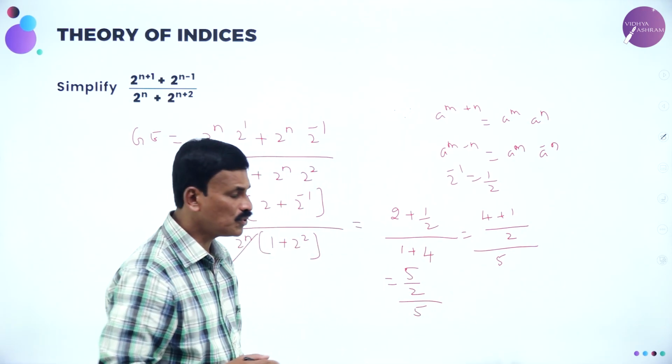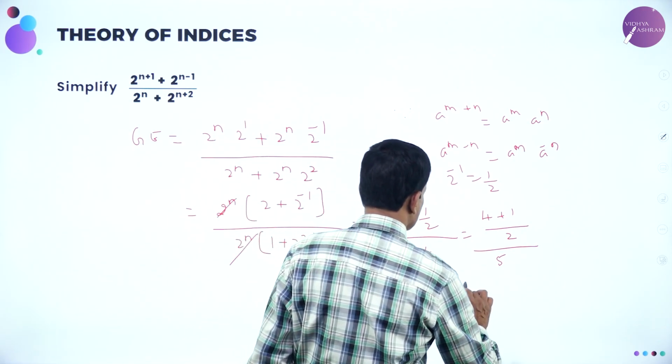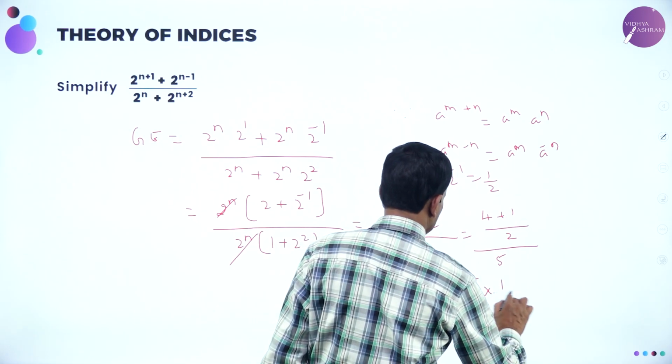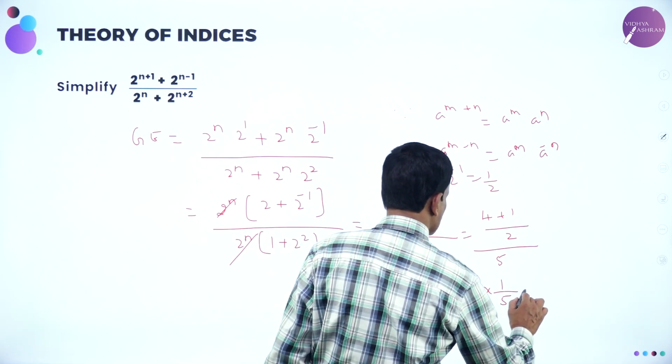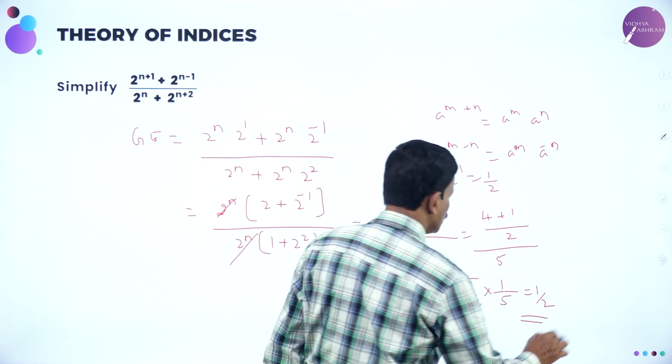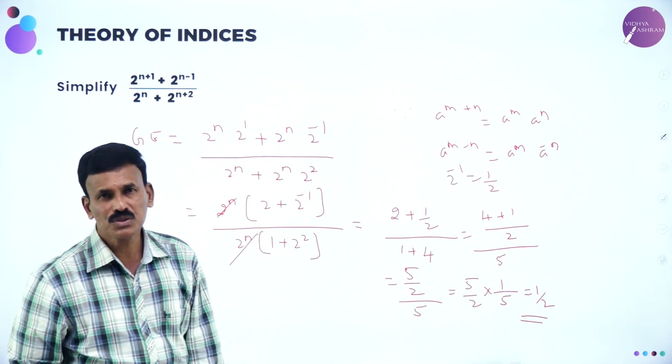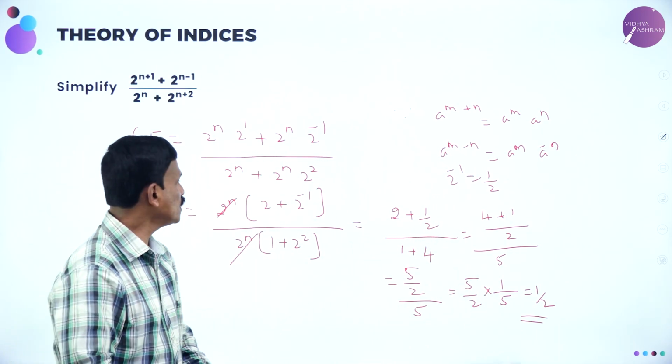5 divided by 2 whole divided by 5. This can also be written as 5 by 2 into 1 by 5. That's equal to 1 by 2. The simplified answer is 1 by 2. That's it. Okay. Now listen to me here.